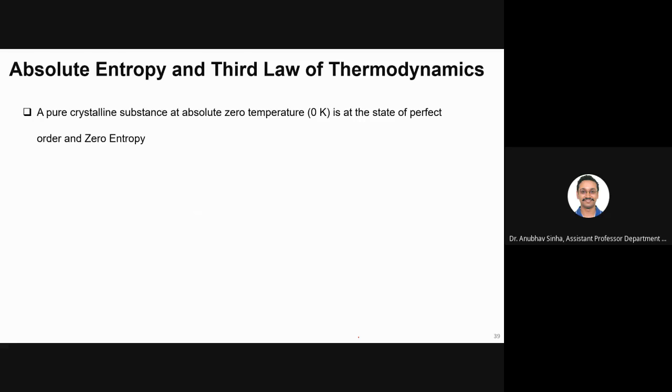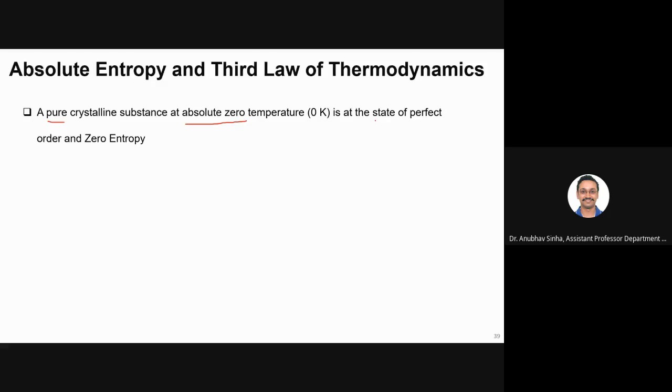Okay. Now let us talk about absolute entropy. For a pure crystalline substance without any defects or disorders, if you take that to absolute zero, 0 Kelvin, then that is a state of perfect order. The molecules or atoms will be arranged nicely in a crystalline order, without any defects.